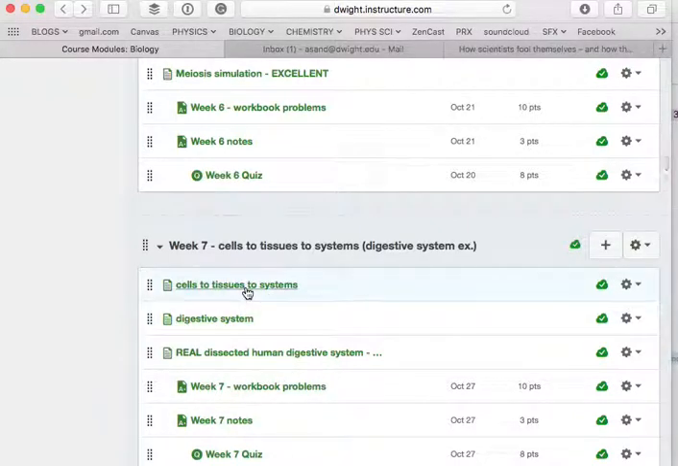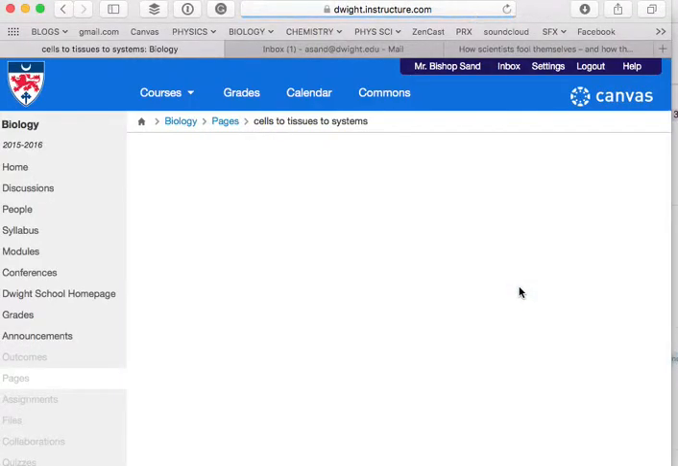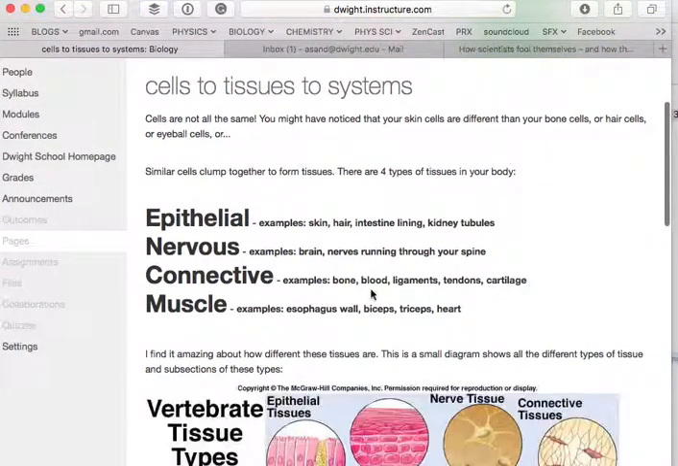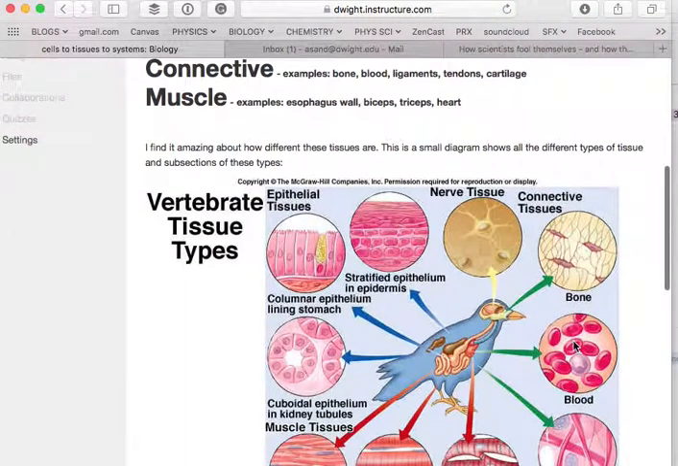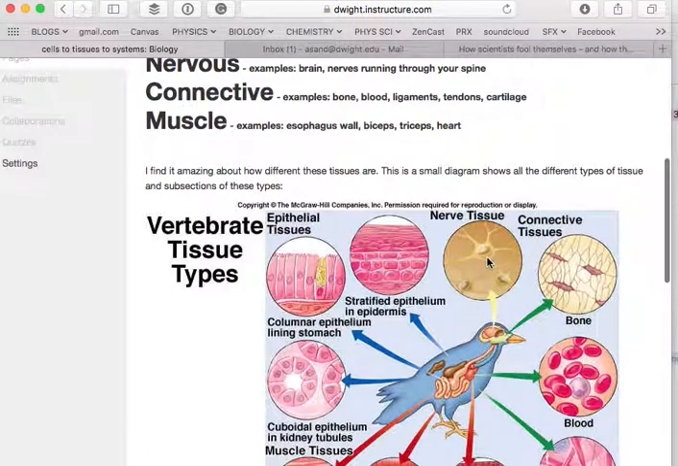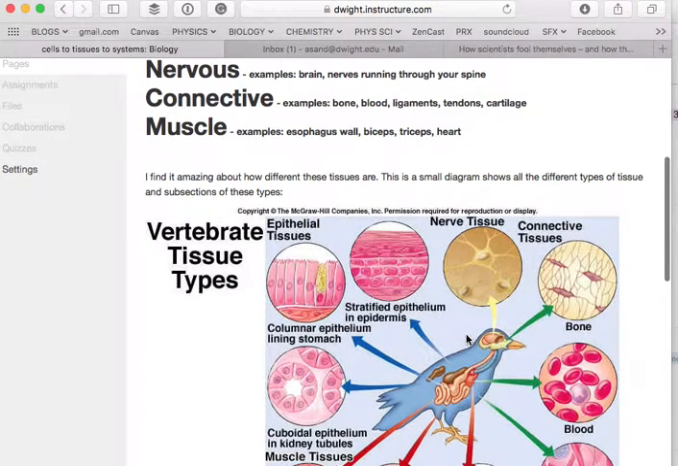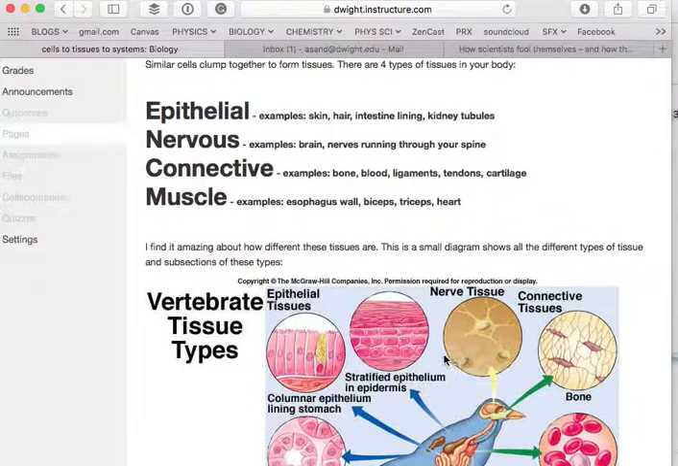You also need to know the tissues. Know these tissues. You need to know the epithelial and the examples of that. Epithelial is epi. It's like the outside, the superficial stuff of the body. So this is like skin and hair and intestine lining, kidney tubules. These are epithelial tissues. Now, nervous tissue is kind of like brain cells. These are also nerves within the body. They're very specific to those two kinds of things.